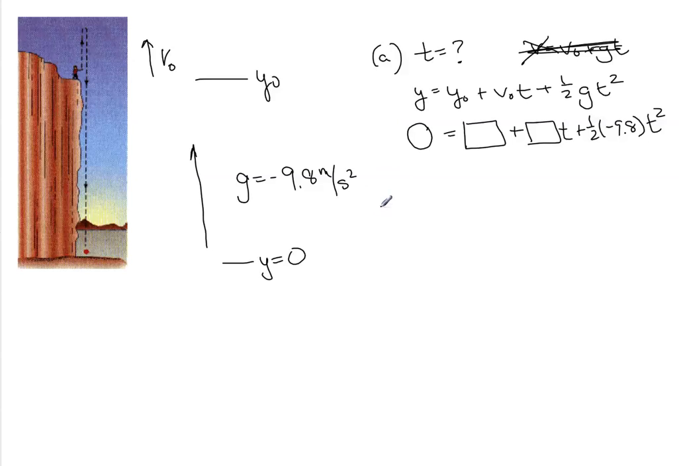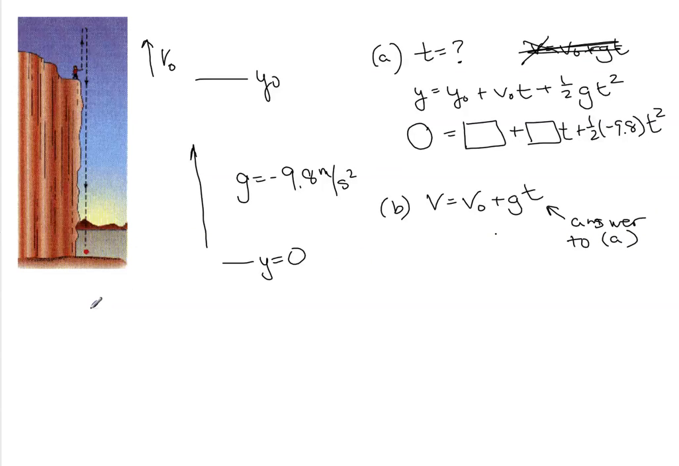Then we go on to part B. This one, they want to know what its speed is just before hitting. Well, now we can use that equation I wanted to use before, because what they're asking you for now is this V right here. And we know the V naught, that was given in the problem, and we know the time, that was the answer to part A. So that's going to be pretty easy.